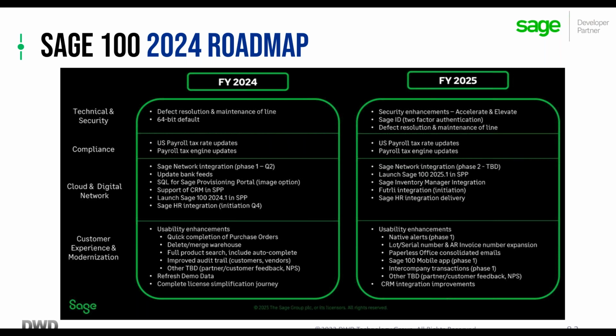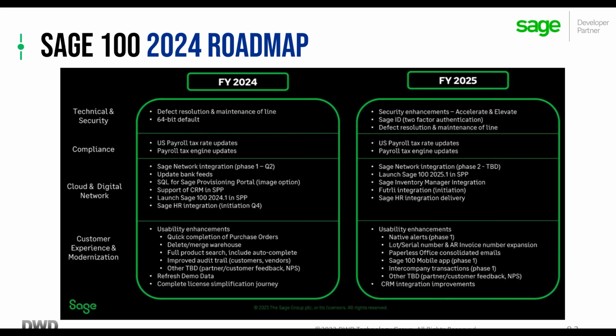So this will be more of a two-factor authentication. Their network integration, phase 2 will start. Sage Inventory Manager. So again, building an integration to improve the inventory management side of things. Native alerts, phase 1. So that's kind of what I was just talking about. So usability enhancements in FY25, that's going to be their first release because essentially they are writing an approval workflow type process into Sage 100.